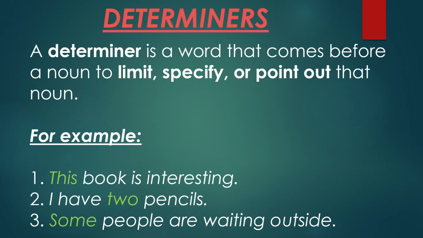So in this way, the words which specify the noun, they limit the noun, they point out the noun, they tell us which noun we are talking about in this sentence, are called determiners.